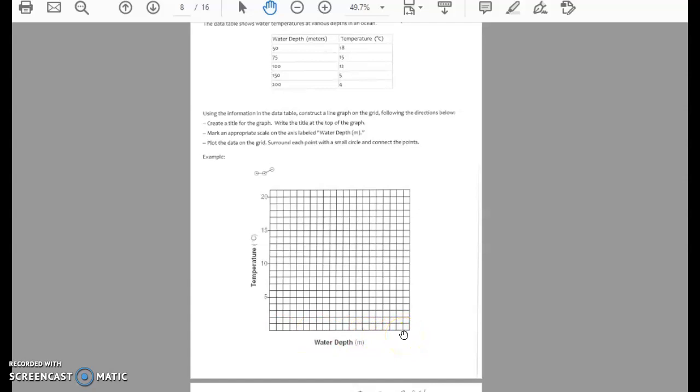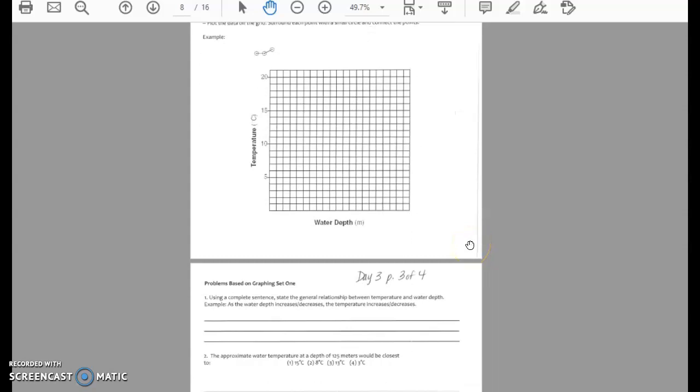Your intervals. So you need to make sure that you're adding 50, 75, 100, 150, and 200. I would go by, I don't know, 25s. Count by 25s, skip a few, make it look nice, use the whole graph. Okay, then you're just going to plot these points. Plot these points and circle the dot and then connect your line. Okay, that's all there is to this one.